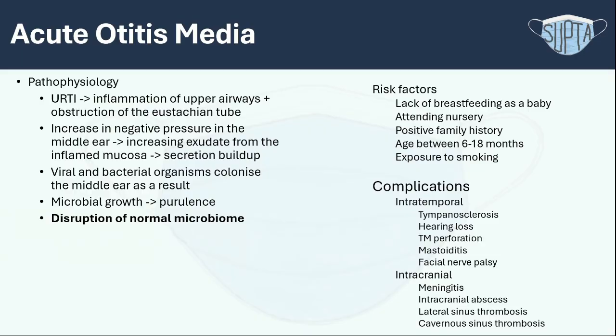And some of the really important complications to be aware of are tympanosclerosis, which is white patches on the tympanic membrane, hearing loss, and tympanic membrane perforation, because as I mentioned, you can get those secretions that cause a buildup of pressure, and then you get rupture of the tympanic membrane. Mastoiditis, which is an emergency, and then facial nerve palsy. And the intracranial complications, obviously: meningitis, abscess formation, cavernous sinus thrombosis, and lateral sinus thrombosis, which are also important to think about.